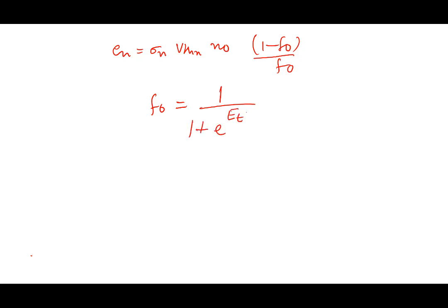So emission rate En is sigma n VTH n n0 1 minus F0 by F0. Now what is this F0? F0, if you remember, was the probability that the defect state was occupied by an electron. So F0 we can write as 1 by 1 plus e to the power, this is the defect energy ET minus EF by KT. That's the probability that the defect state, which lies at an energy ET, is occupied by an electron. So F0 is that.